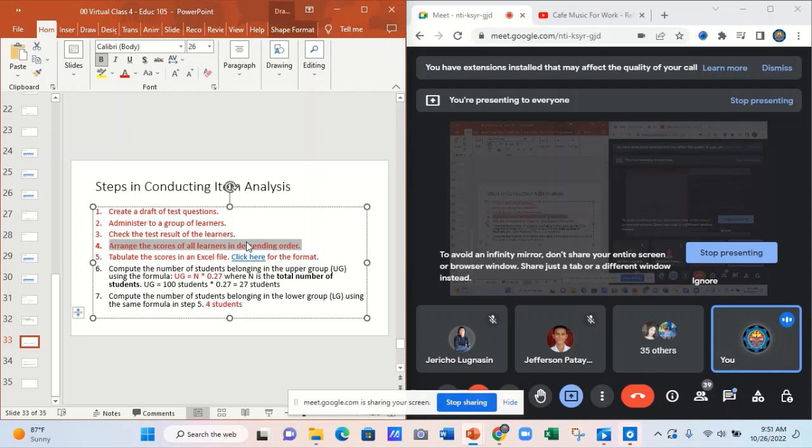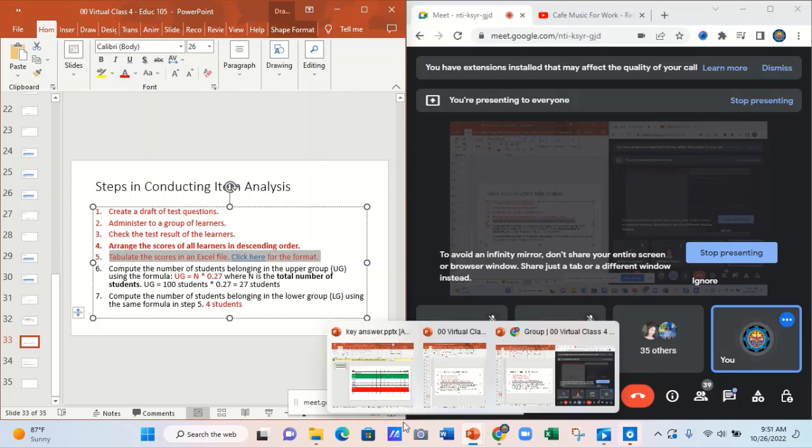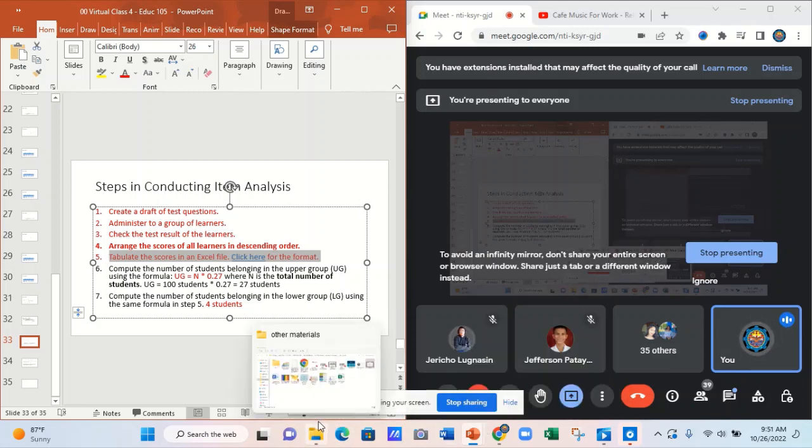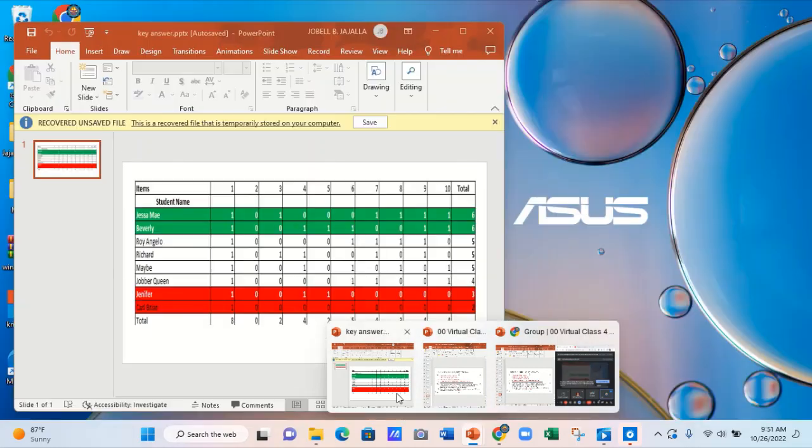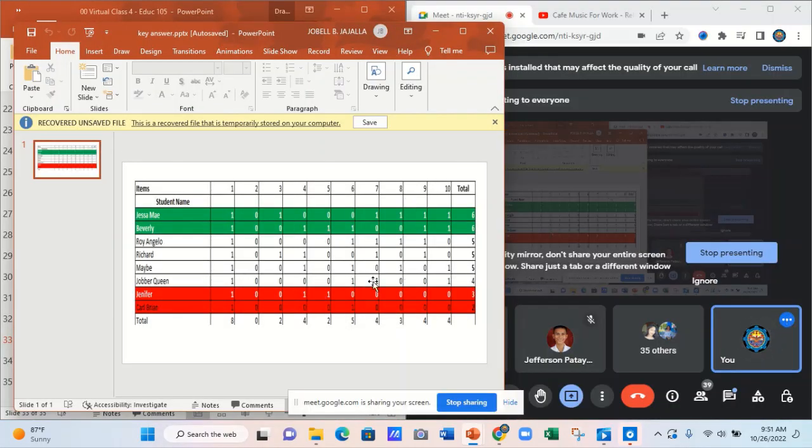This is very important kay i-determine man nato kinsa ang mga members sa upper group and kinsa ang mga members sa lower group. Number 5, tabulate the scores in an Excel file. So, mao ni ang format sa atong tabulation. Expected nga ang tabulation nato nakapasunod siya. I-check jud ninyo diri kung nakapasunod ba ang numbers.